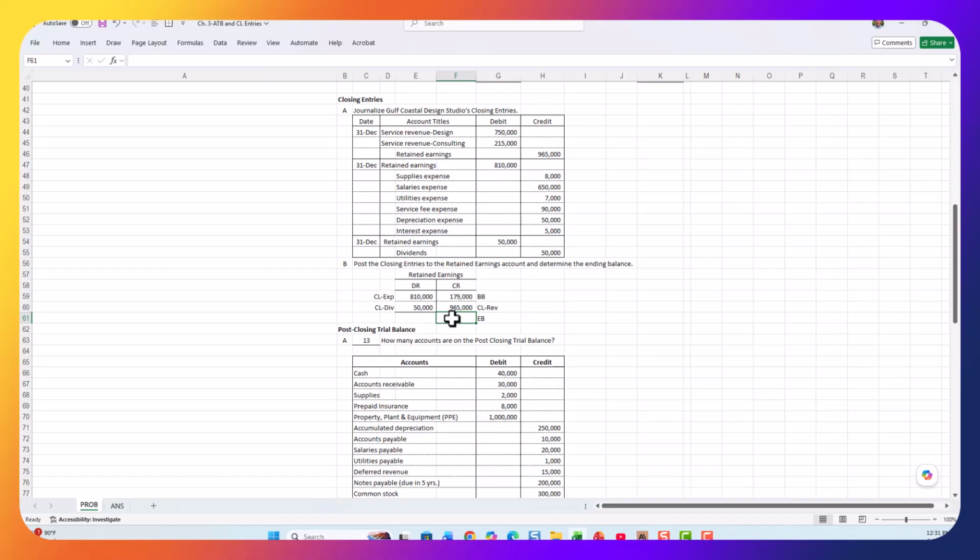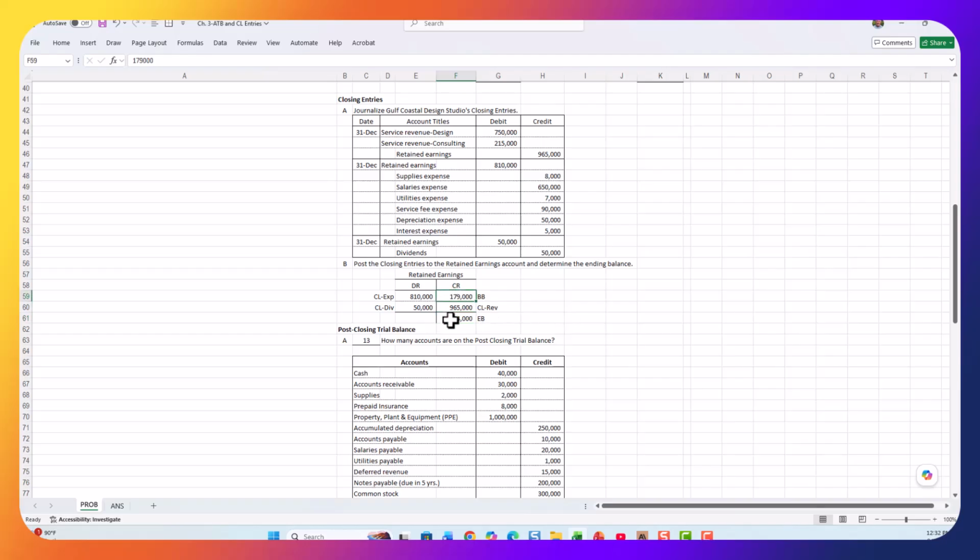The ending balance of retained earnings is the beginning balance of $179,000 plus the revenue posting to the credit side of $965,000 minus the expense posting to the debit side for $810,000 minus the dividend posting to the debit side of $50,000 for a total of $284,000. That's the new ending balance.